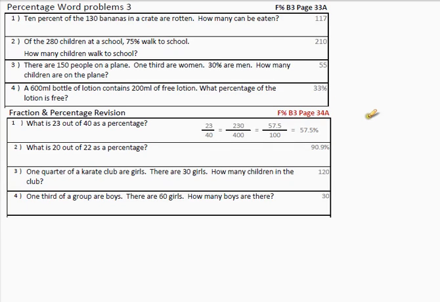There's the answers, please check. Now I wonder if you could do this one, number 2 here. I would guess most of you would have found that quite difficult. 20 out of 22. Now if you remember the golden rule I showed you before, we said simplify. So half of 20 is 10. Half of 22, 11.